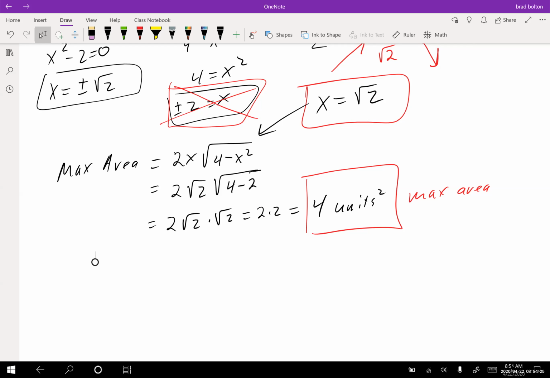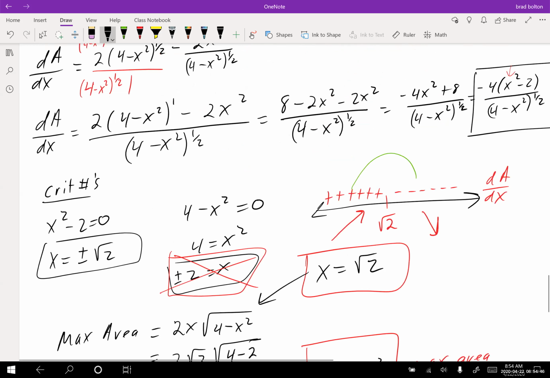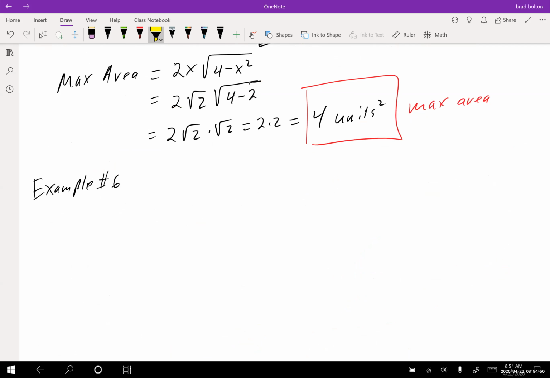Okay, and I just have one last one that I'm going to do, and this will be the end of the optimization. This is a rather long video, but optimization I normally cover in 2 days, so I'm just making like 2 half-hour videos in one. So let's do, I believe this is example 6. Let's just double check. Yep, example number 6, and then we'll be done with this section.